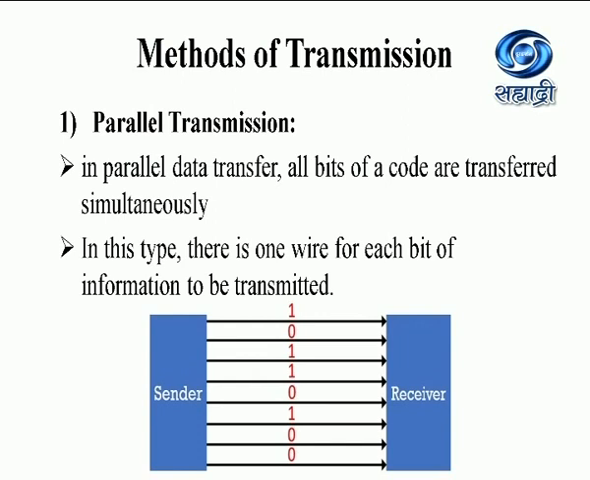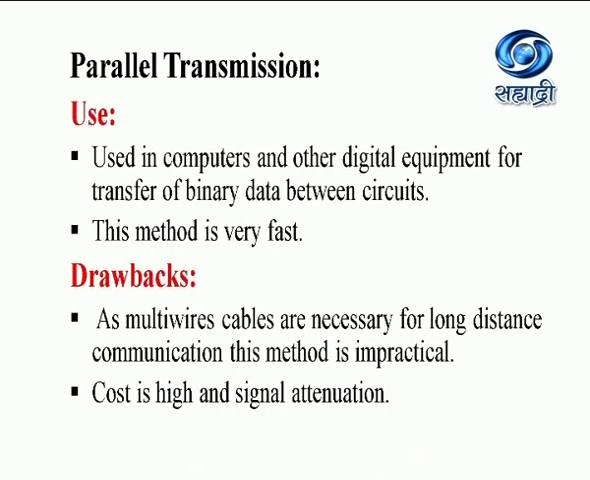So we can transmit 8 bits, 16 bits at a time simultaneously from sender to receiver. So what is the use of parallel transmission? It is used in computers and other digital equipment for transfer of binary data between circuits. This method is very fast because all the bits are transmitted from transmitter to receiver simultaneously.